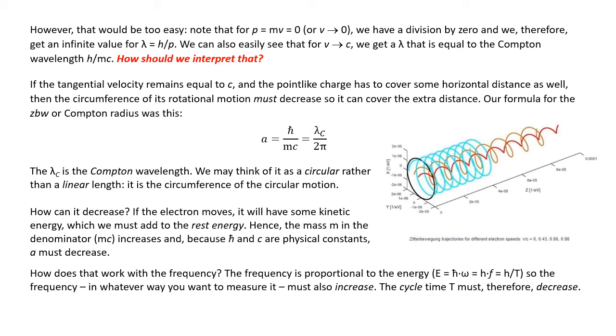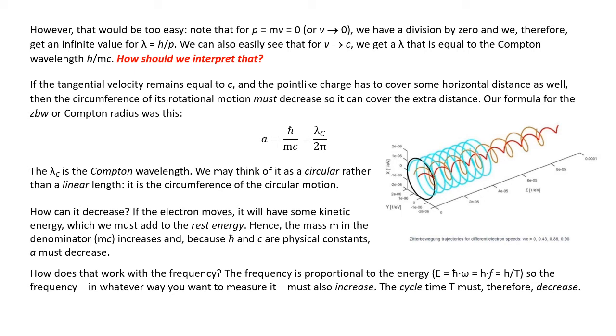And so how can it do that? Well, it's easy. If the electron moves, it will have some kinetic energy. We must add that to the rest energy. So the mass m in that denominator, mc, increases. And h and c, I said, these are the real physical constants. We measure them always the same. h is h and h bar is h bar, because we divide by 2 pi, and c is c in every reference frame. So the radius must decrease because our m increases, because these are relativistic. They depend on our reference frame. So how does it work with the frequency? Well, it's very easy. The frequency is proportional to the energy.